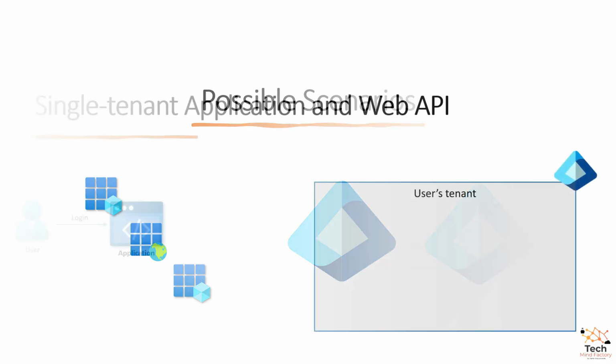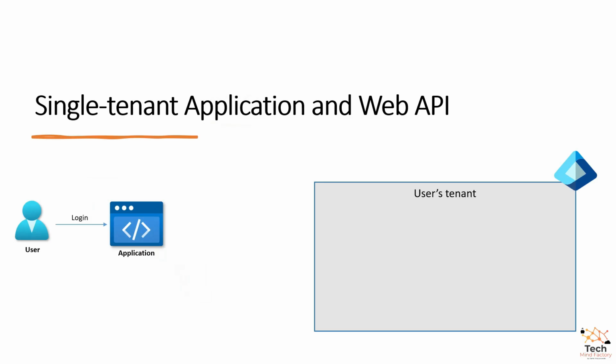Okay, so now it's time to discuss possible scenarios for single-tenant applications and multi-tenant applications and APIs. Let's start with the single-tenant application and web API scenario. So there is a user who wants to access some functionalities of the application, and on the right side we have the user's tenant. So the Microsoft Entra ID tenant, where this user is actually registered. So we talk about the workforce tenant here.